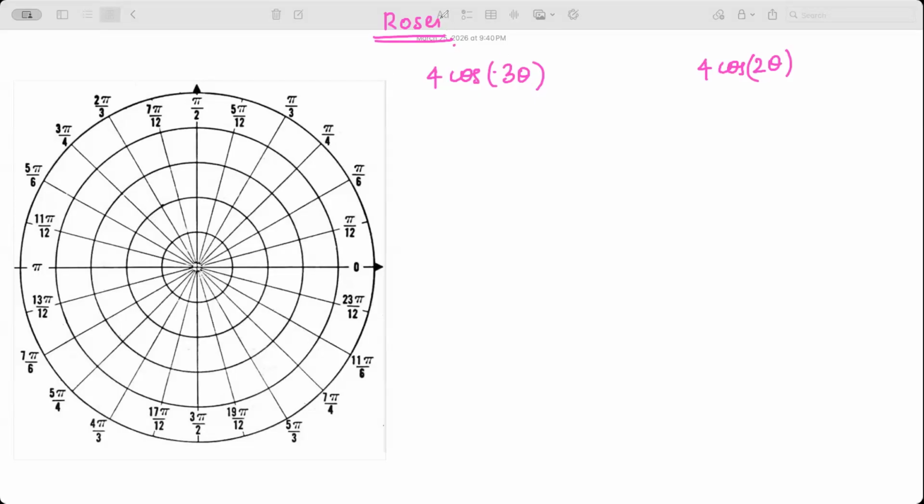Now we need to discuss petals. How many petals, all that stuff. So now let's go ahead and do 4 cos 3 theta first. If it is going to be 4 cos 3 theta, it's going to go like this, go like this, go like this. I really want to show you in GeoGebra again. Okay, 4 cos 3 theta.